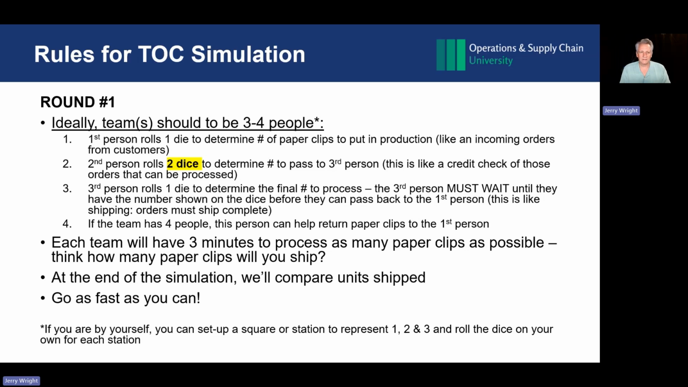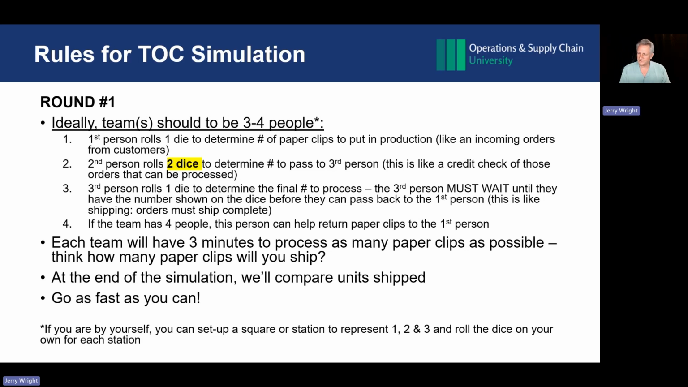And then everybody waits. Now the second person rolls 2 dice to be able to determine the number of orders they can move through the process. So if they got 2 paper clips in the beginning and then they rolled a 6, the score for that round is 0. The third person can't get anything. So then we go again.